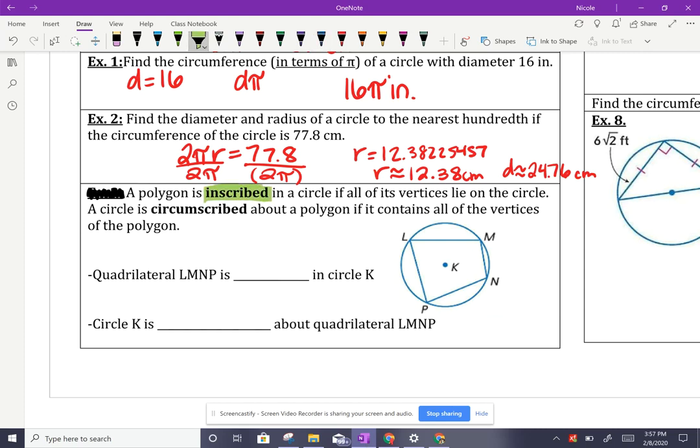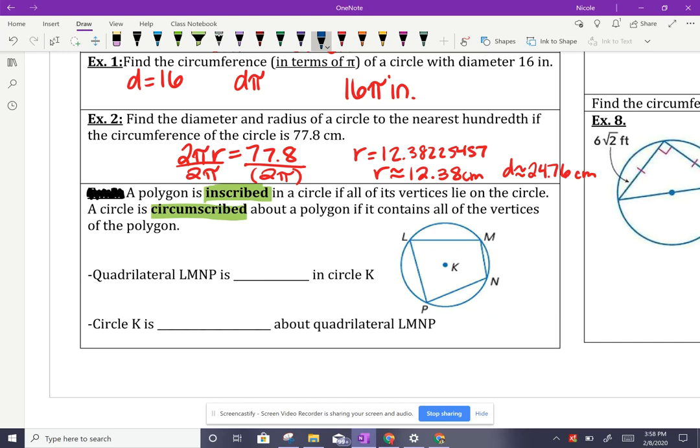Inscribed in a circle, if all of its vertices lie on the circle. And a circle is circumscribed. So these sound very similar. You're going to have to keep them straight, guys. A circle is circumscribed about a polygon if it contains all of the vertices of the polygon.